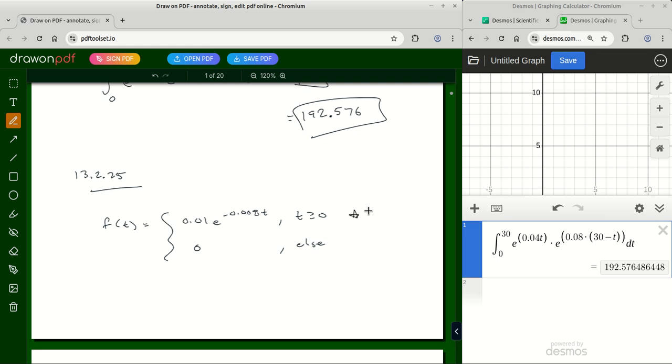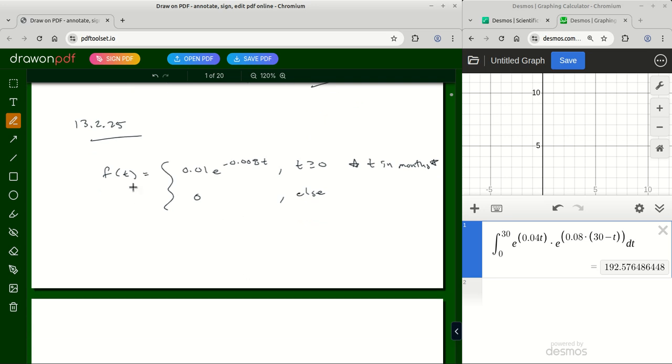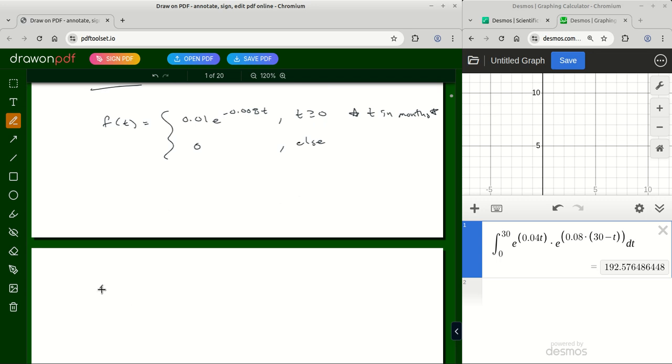So T is in months, and that is something that really threw me off. I was trying to do this in years, and it was totally wrong. So T is in months. Keep that around. This is a probability. And so part A, it says, what is the probability of failing within the first year? We're talking first year, we're talking months, and so that's going to be 0 to 12. So integral 0 to 12 of this function.